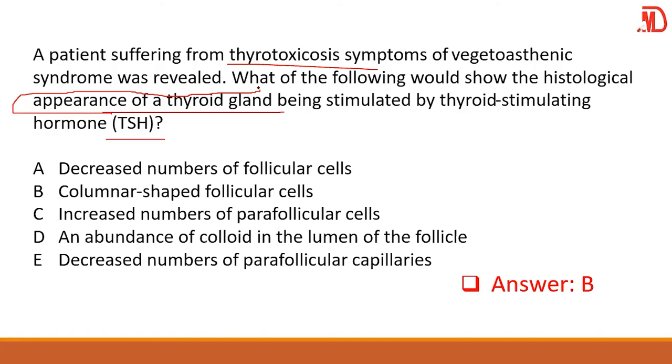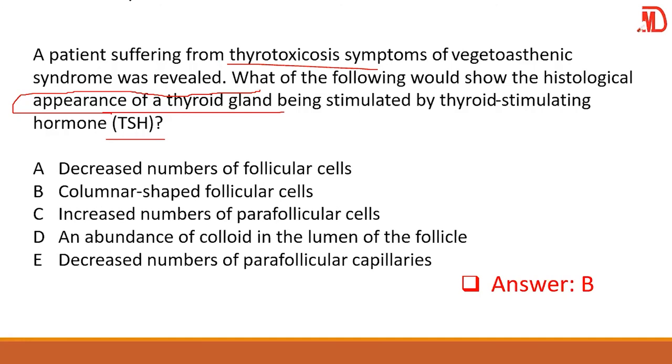And actually, these follicular cells are supposed to be cuboidal. So in the respiratory system and everything, we are looking for columnar cells. But with the follicular cells, we are looking at the cuboidal. But there's no cuboidal in this question. So our best bet is still the columnar-shaped follicular cells, even though it's supposed to be cuboidal.